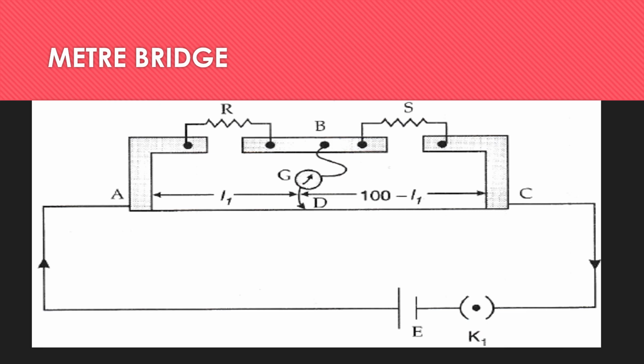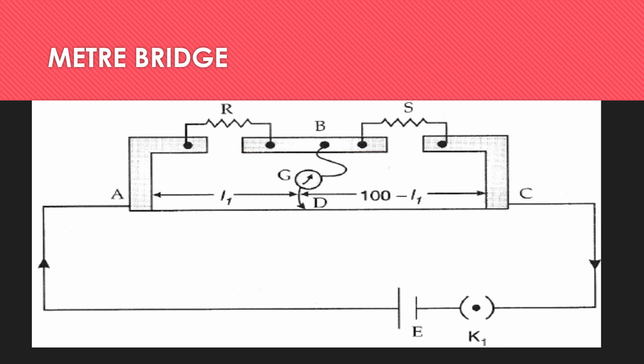We have a galvanometer and jockey, which taps along the uniform resistance wire that is strictly 1 meter long, because even the bridge itself is referred to as a metre bridge. So the wire AC is 1 meter long, or 100 centimeters. For that reason, if at balance the length from A to D is L1, then the remaining length from point D to point C is 100 minus L1, because the total length of that wire is 100 centimeters.